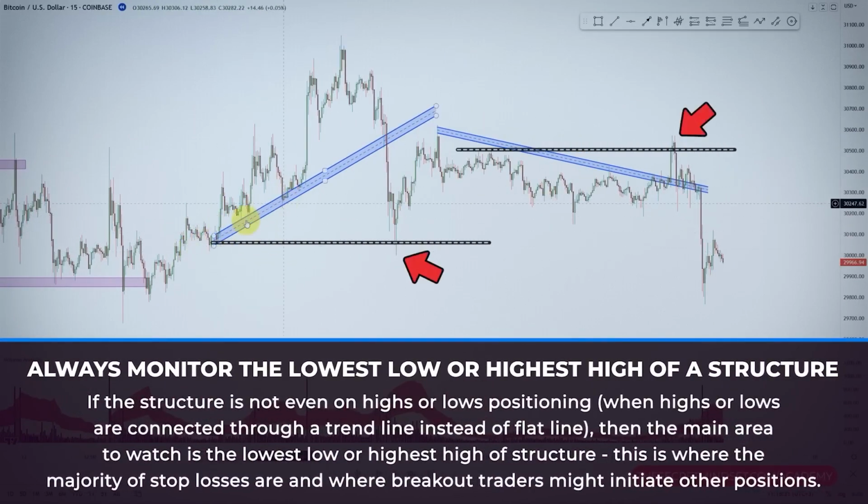If the structure is not even on highs or lows, for example, when highs or lows are connected by a trend line instead of a flat line, then the main area to watch is the lowest low or the highest high of the structure, because this is where the majority of stop losses will sit and where breakout traders might initiate other positions.